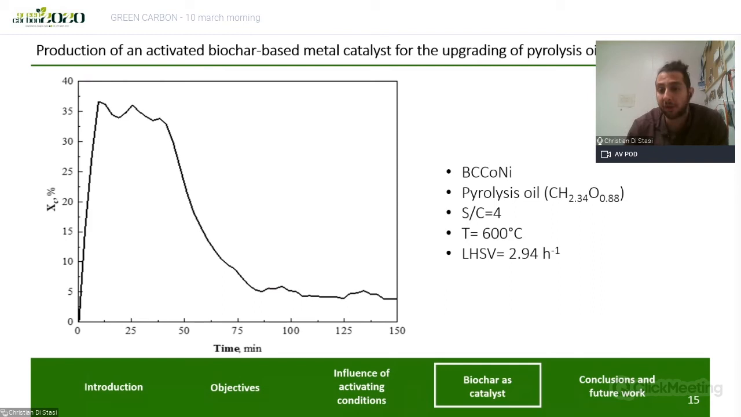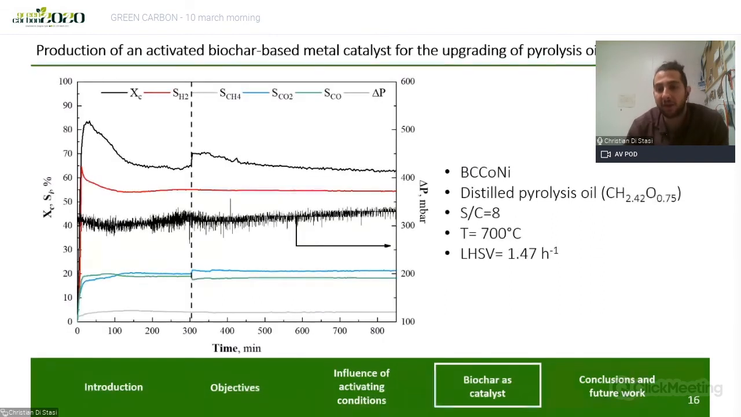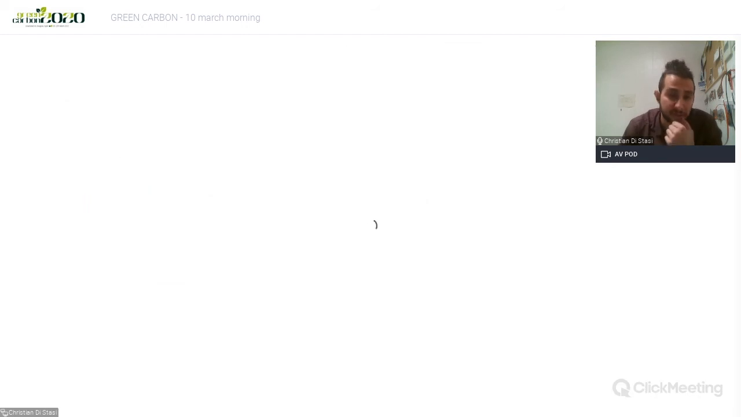So what we did was distill the bio-oil to get rid of these compounds. We distilled the bio-oil at 200 degrees C and atmospheric pressure. And after an optimization of the operating conditions, a higher temperature and a lower liquid hourly space velocity, we obtained pretty good results, as you can see here in the two-step stability test for 850 minutes.